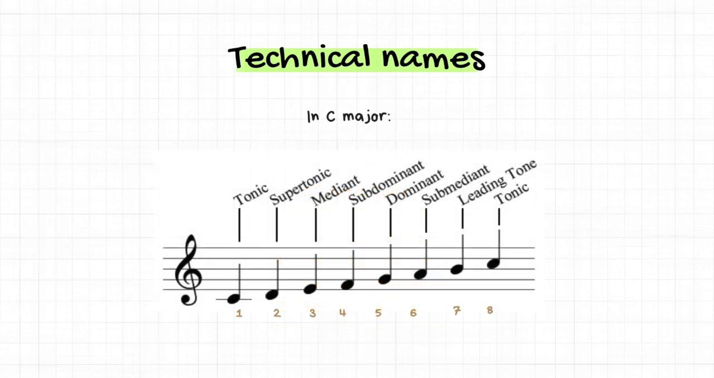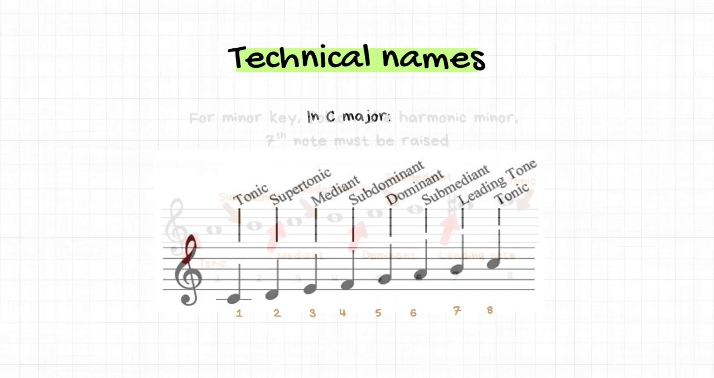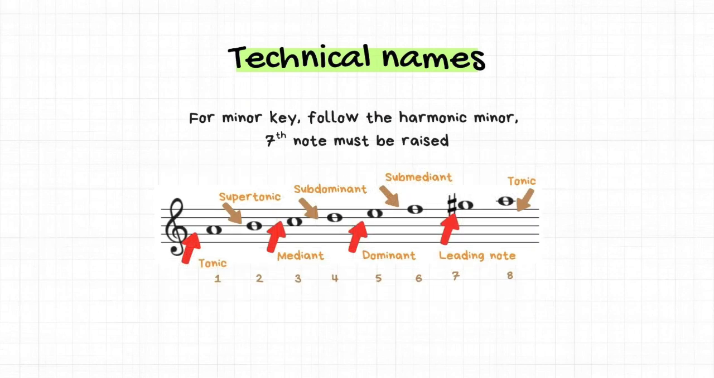So for example, in C major, C is the first note that's tonic, D is a supertonic, E a mediant, F subdominant, G dominant, A submediant, B leading note, and lastly is C again, so that's tonic. For the minor key, we follow the harmonic minor, which the seventh note must be raised. So we see that the leading note is always being raised.